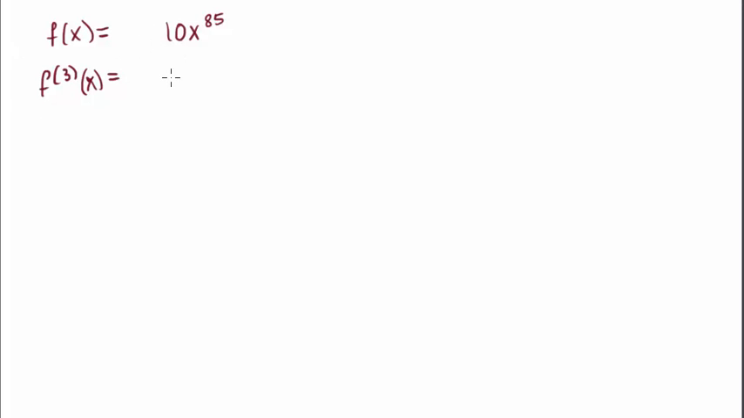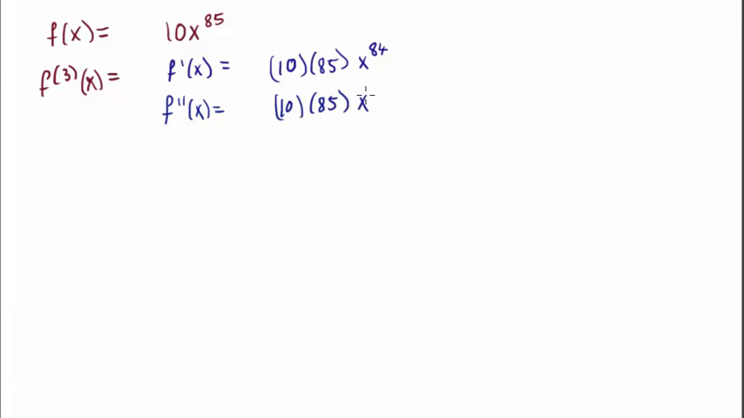So I'm going to start with the first derivative. So f prime of x is equal to, keep the coefficient, bring down the 85, keep the x, take away 1 from the 85, so it's 84. So what is f prime prime of x now? Well, f prime prime of x, keep the 10 and the 85. I'll simplify it in the last step if I need to. So 10, 85, keep the x, get rid of 1 from the top, so 83.